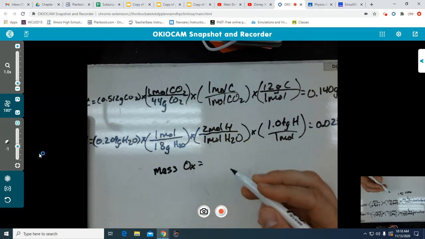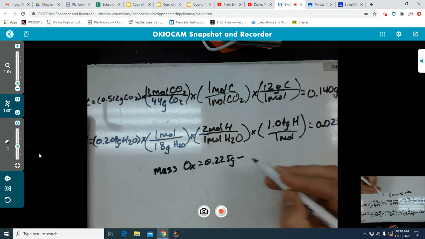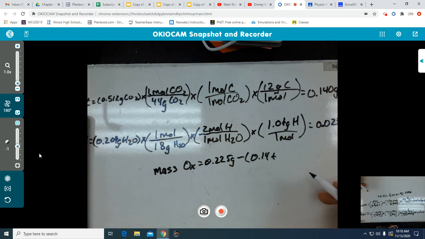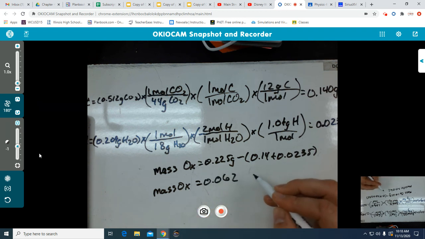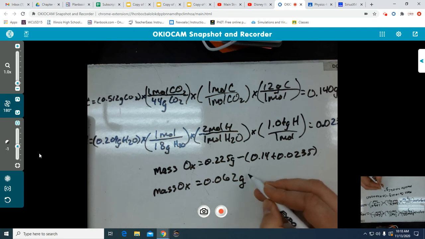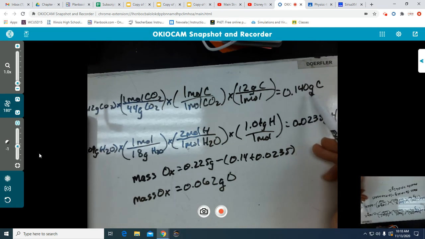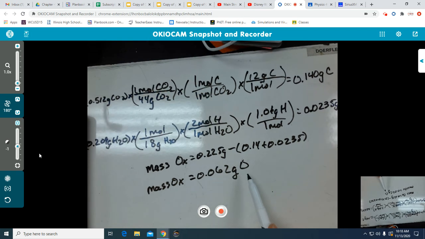So our total sample size was 0.225 grams. From that, we're going to subtract the sum of 0.14 and 0.0235. And so the mass of oxygen will be 0.062 grams of oxygen. So we now have our mass of carbon, our mass of hydrogen, and lastly, our mass of oxygen.